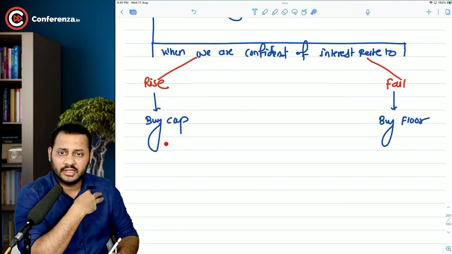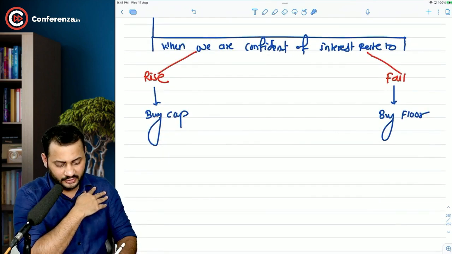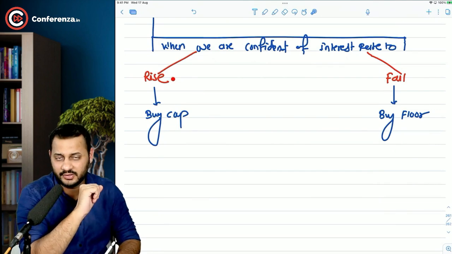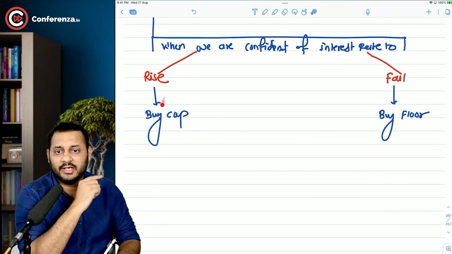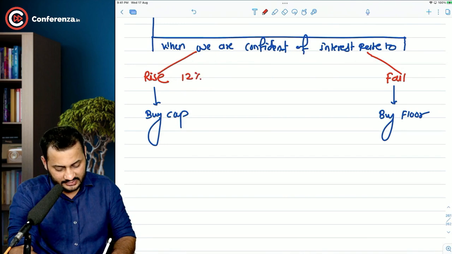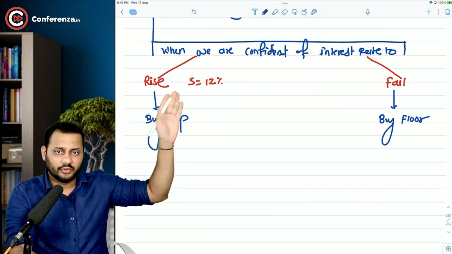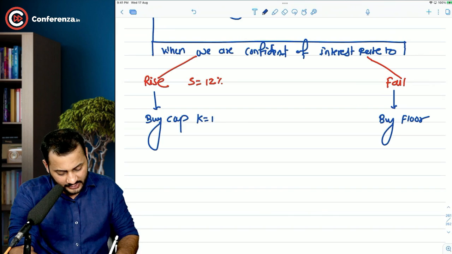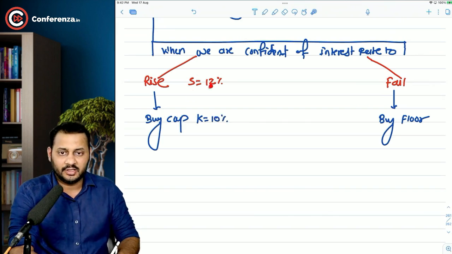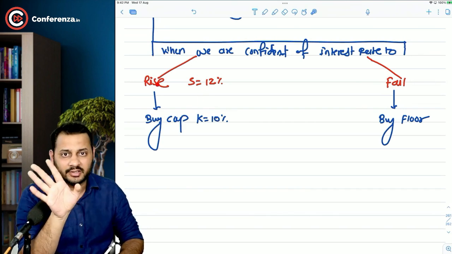Why? It's obvious that if you are confident about the rise in the interest rate, let's say for example you are confident that the interest rate will go to 12%, and you are buying a cap with a strike price of 10. So let me just explain it like this. Let's say it is going to 12%, and in fact this is the spot rate of 12%, and you are very much sure that the interest rate is going to go to 12%, and you buy a cap option at 10%. What will happen? S minus K, 12 minus 10, 2%, which is more than 0. This will be your profit in the cap option if the market goes like this.